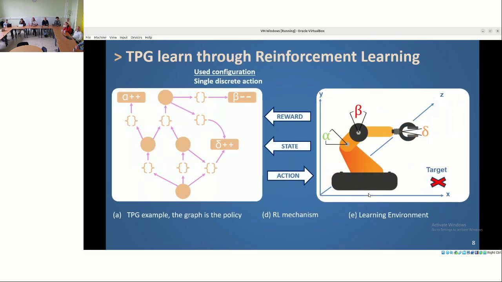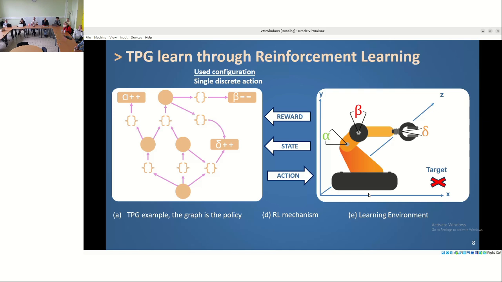Through a mechanism of reinforcement learning made of observation of the learning environment, here the robotic arm state, the tangled program graph finds some action to perform, performs the action, which will actualize the arm state, and through this mechanism, the tangled program graph learns. Here in this learning environment, the starting position of the arm is fixed, the target is randomly generated, and we have some fixed obstacles as well.